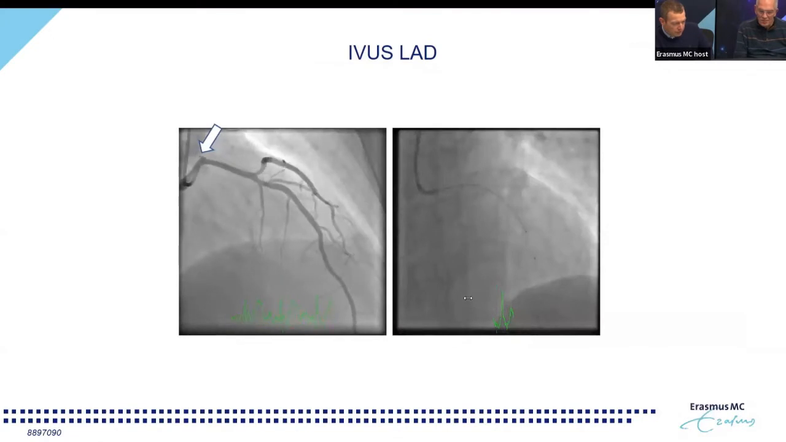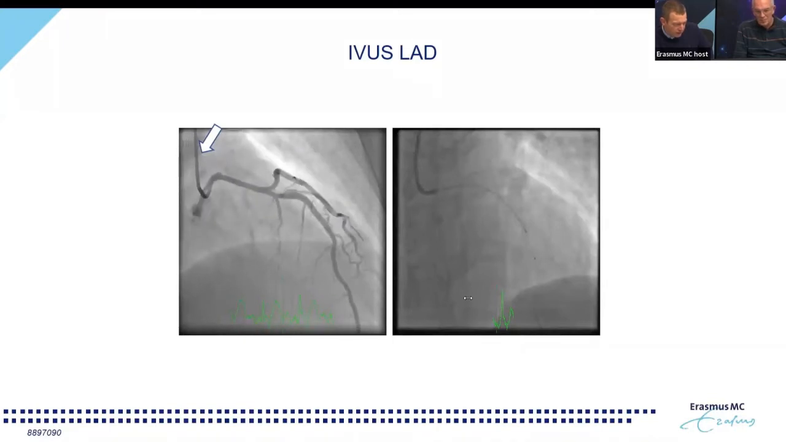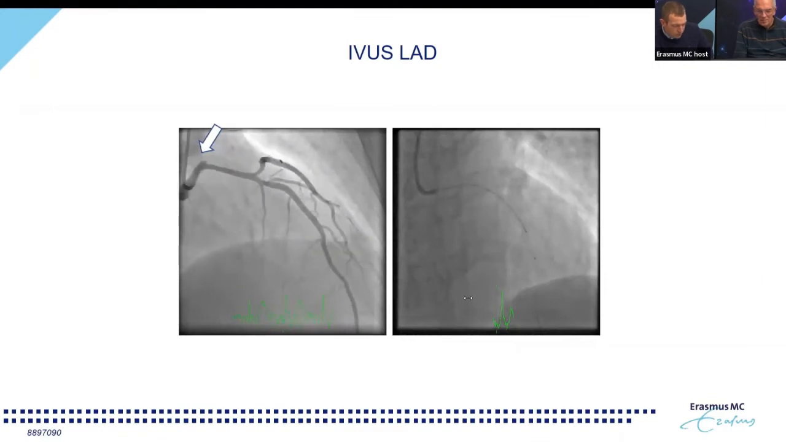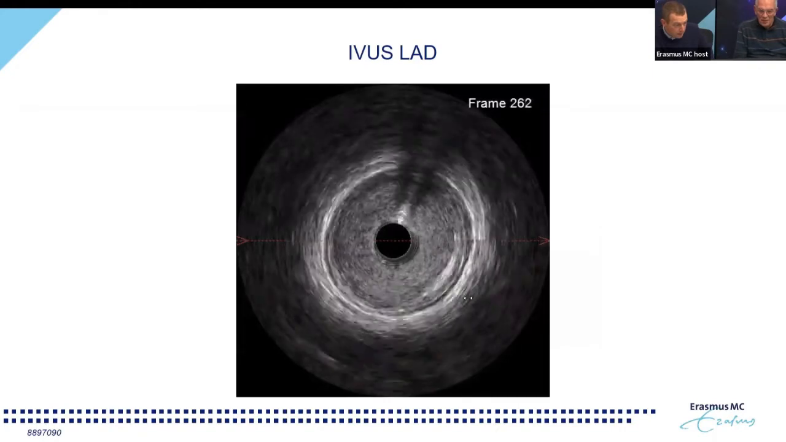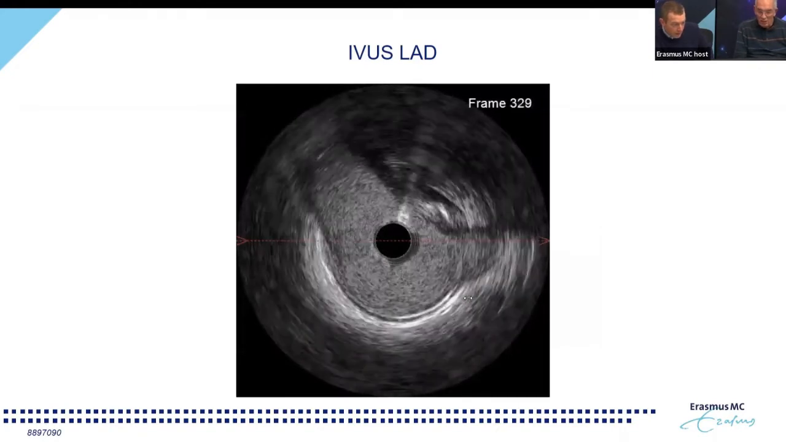This patient was hemodynamically stable at the time, so we proceeded, exchanged for a guiding catheter without any problems, re-engaged the left main and did an IVUS pullback to check first for the lesion in the mid-LAD, and then continue to assess any potential damage caused by the diagnostic Judkins left catheter in the ostium of the left main. And then here we have the IVUS.